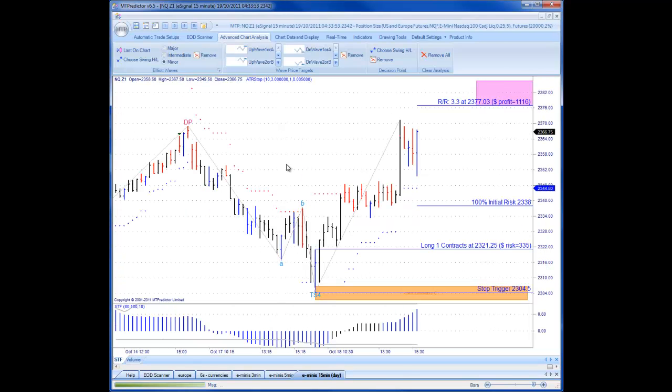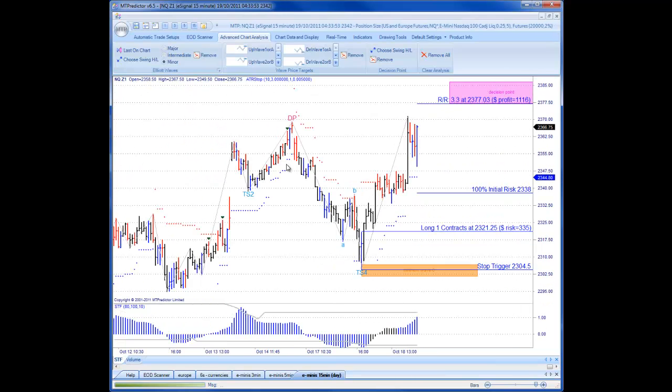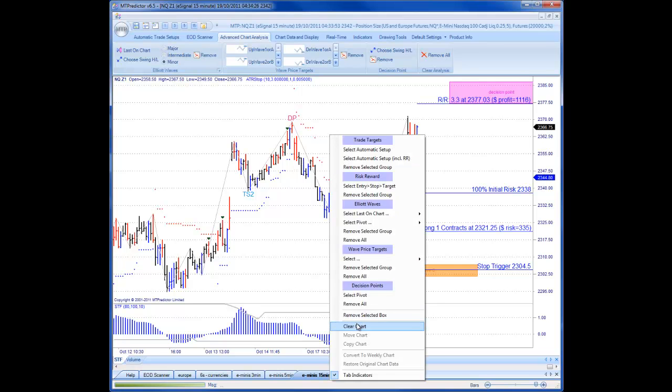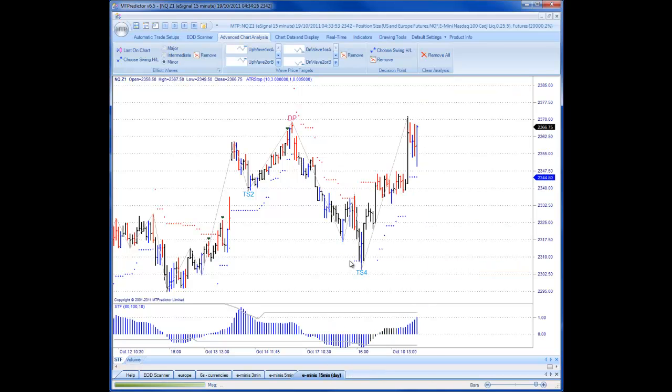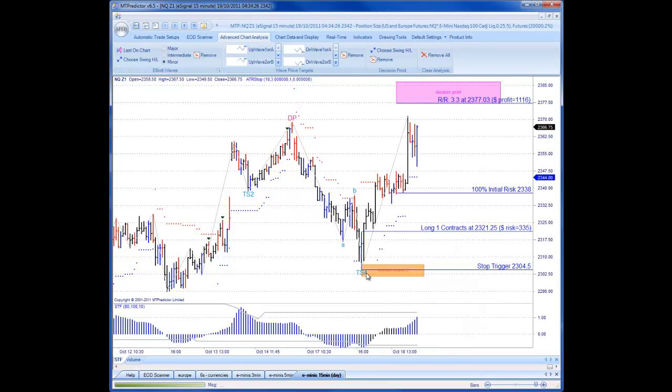We then go to the NQ, and I've just got my analysis on here, so I'll just take it off. But here you can see that the NQ came down and put in an automatic TS4 buy setup at the low of the day yesterday as well. So if I put the analysis on, you can see it was at the typical wave C WPT.